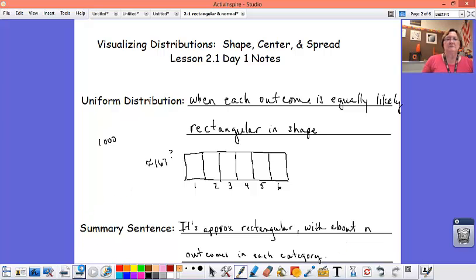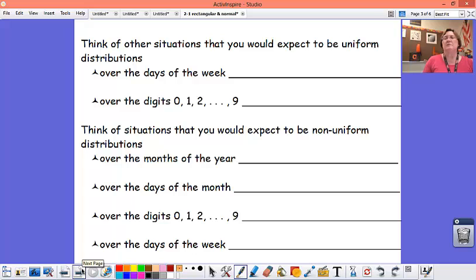Let's take a look at some situations where uniform distributions might come up over the days of the week. Over the days of the week means Monday, Tuesday, Wednesday, Thursday, Friday. In a normal school week, we should have approximately the same number of cars in the parking lot each day.